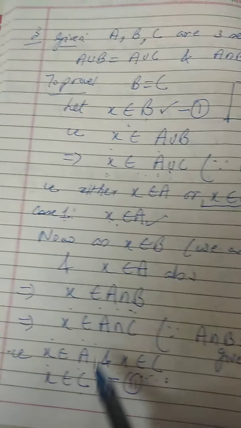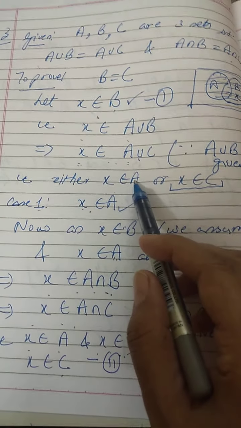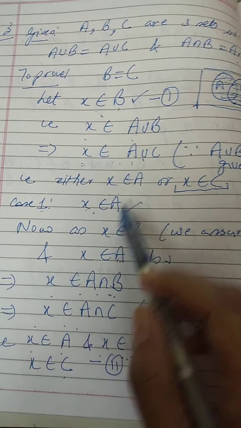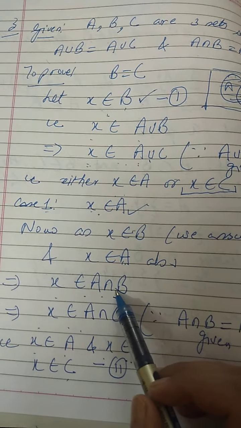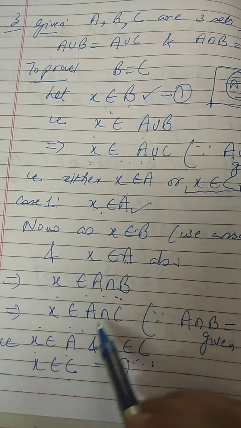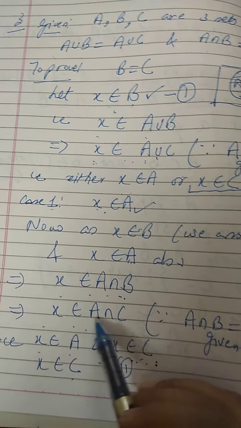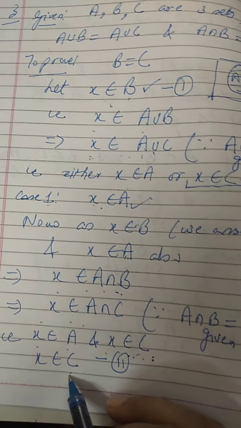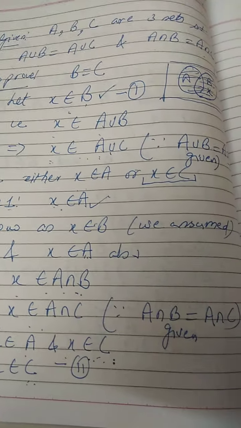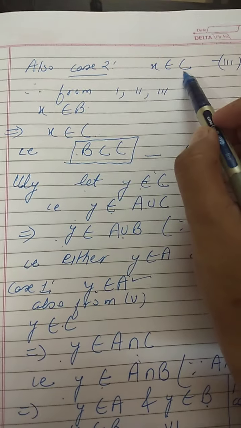And if X belongs to A union C, that means either X belongs to A or X belongs to C. Here we have discussed two cases. Case 1, if X belongs to A. Now X belongs to A, X belongs to B. That means it is belonging to both the sets, so it will belong to its intersection. And A intersection B is equal to A intersection C, so X will belong to A intersection C also. From where we concluded that X belongs to C. Similarly, case 2, there also we proved that X belongs to C.